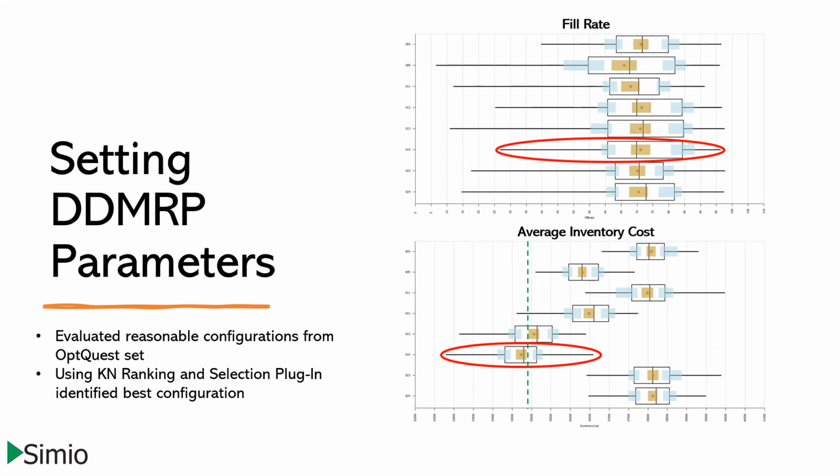We first eliminated any scenario from OptQuest that exceeded $50,000 in average inventory costs or did not meet a fill rate threshold of 65%. This left us with 8 scenarios to evaluate using Kim and Nelson, which allowed us to identify the best possible configuration. As shown in the box plots here, none of the 8 scenarios had a significant difference in fill rate. One scenario, however, did stand apart as the best in terms of inventory costs.